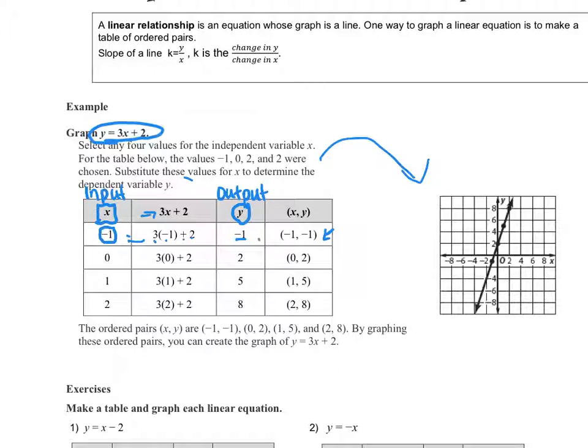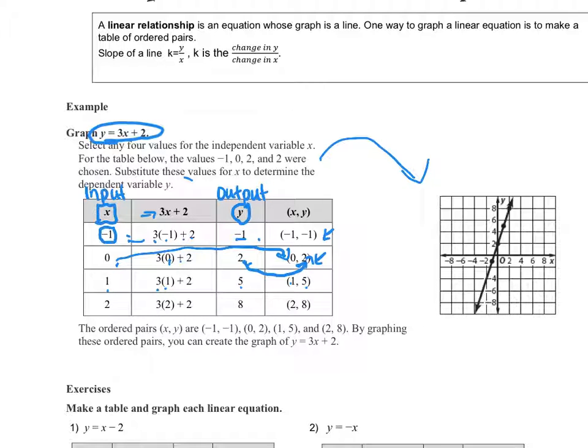This is your x value and your y value. So same thing on the second one. They input 0. 3 times 0 is 0. 0 plus 2 is 2. So if I input 0, I output 2. Okay, so that's how that works. So 0 value is here, 2 value is there. So that's where I'm getting my point from. Okay, if I input 1, 3 times 1 is 3, plus 2 is 5. So I input 1 and I get 5.